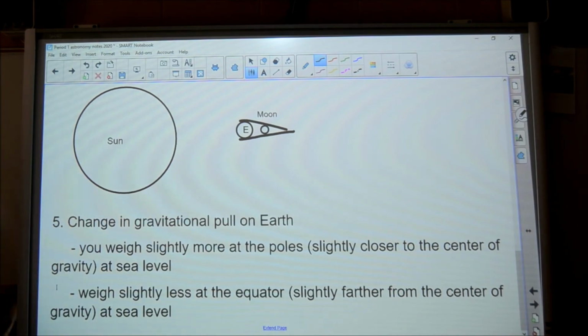And lastly is the change in gravitational pull on the Earth. Now, if I am to weigh you at sea level, and it's got to be sea level, so remember, we can only have one variable, you will weigh slightly more at the poles at sea level than you would at the equator. That's because you are slightly closer to the center of gravity, or the center of the Earth, at the poles, so there's a greater pull, and you weigh slightly less at the equator because you're slightly further away from the center of the Earth.